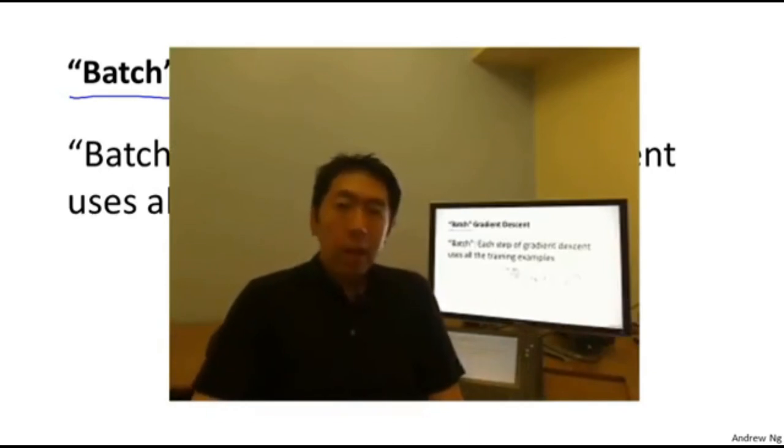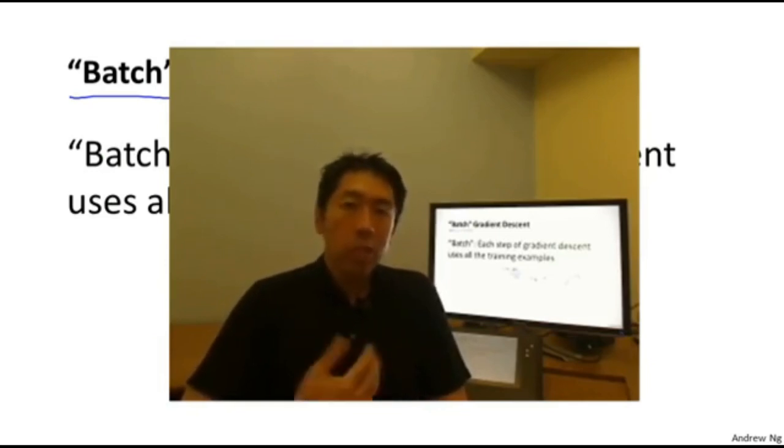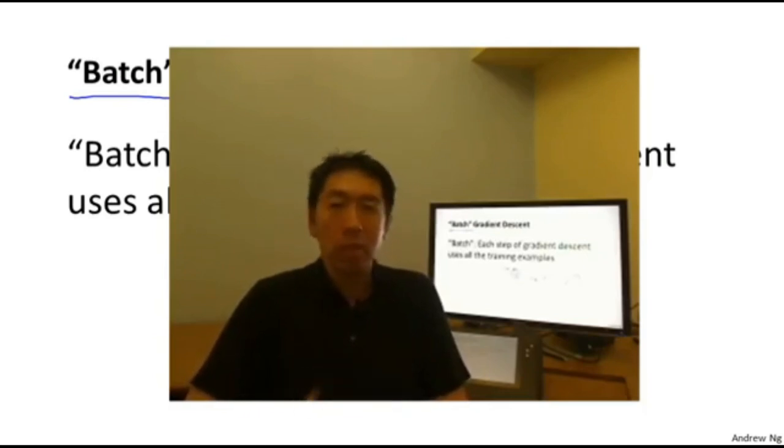If you've seen advanced linear algebra before, some of you may have taken a class in advanced linear algebra, you might know that there exists a solution for numerically solving for the minimum of the cost function J without needing to use an iterative algorithm like gradient descent. Later in this course, we'll talk about that method as well, that just solves for the minimum of the cost function J without needing multiple steps of gradient descent.